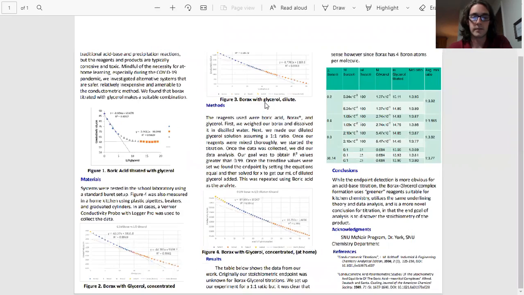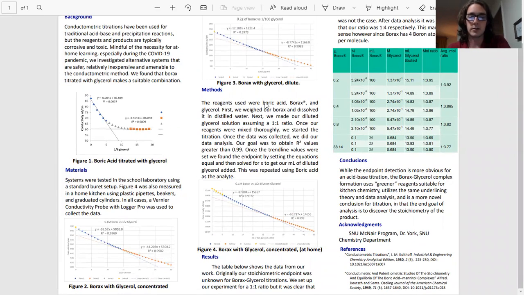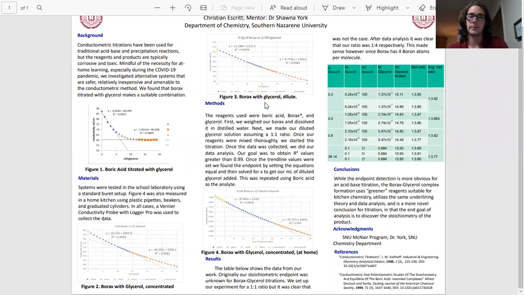For results, the table to the right shows that our stoichiometric endpoint was actually, in fact, not 1-to-1. And this was clear after running trials, and it was shown to be 1-to-4. And this made sense because borax is sodium tetraborate, and it has 4 boron atoms per molecule. So that was responsible for the 4-to-1 ratio.